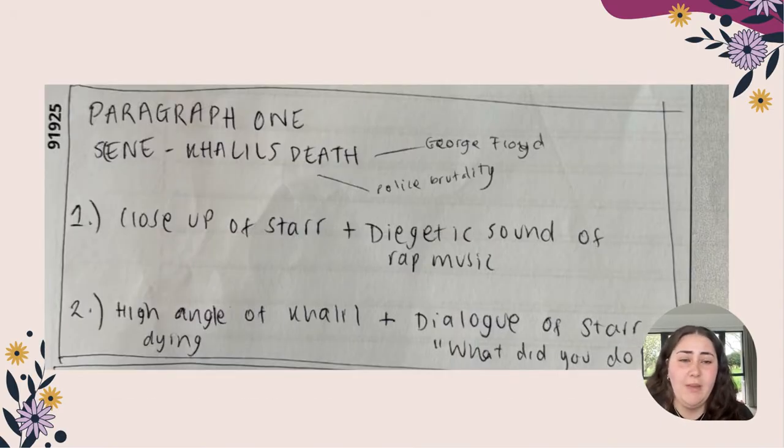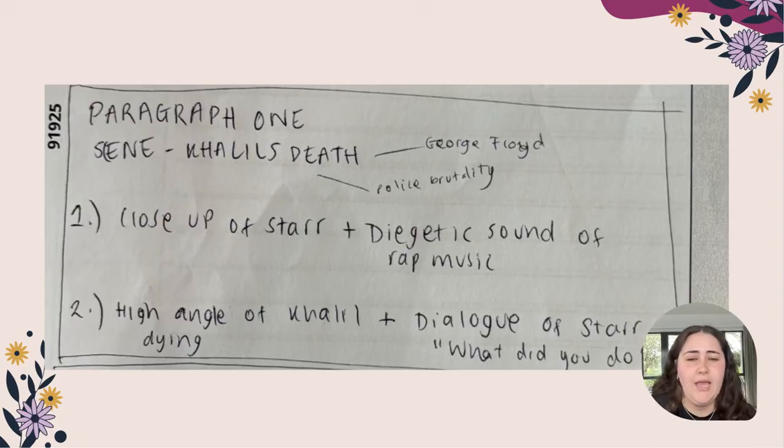So here I've planned my paragraphs. My paragraph 1 is going to be scene 1, or one of the scenes I've chosen, which is Khalil's death, the main character. I might talk about George Floyd, I might talk about police brutality, and my evidence that I have memorized in my brain is a close-up shot of Star with the diegetic sound of rap music playing in the car.